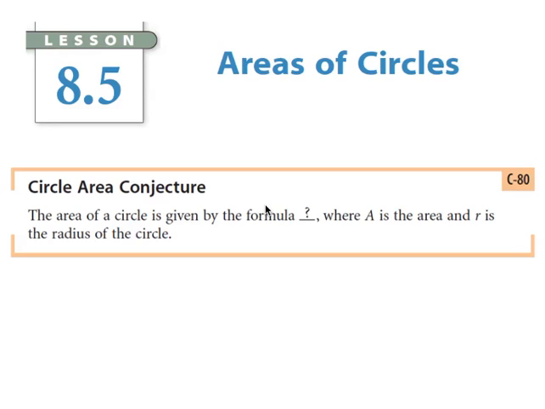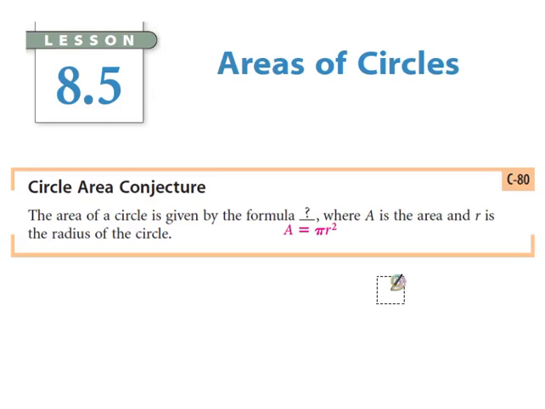Areas of circles. This should be a formula you already know. Let's go ahead and look at it. The area of a circle is given by the formula A equals what? Not 2 pi. Area of a circle: radius squared times pi. Yep. So area equals pi r squared, where A is the area and r is the radius of the circle.